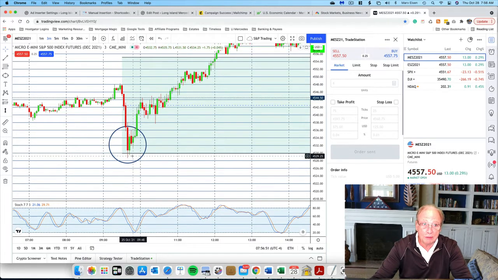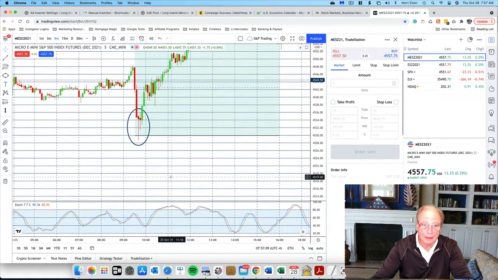Again, here's the 3-minute time frame, the hammer. Let me go back to the 5-minute time frame. And here it is on the 5-minute time frame. So this is why technical analysis is not as simple as simply finding a signal on a chart and recognizing it, because sometimes it's not recognizable.